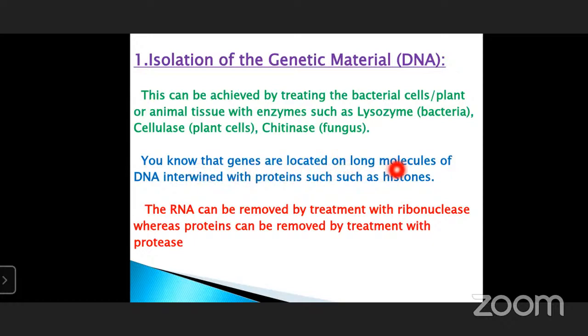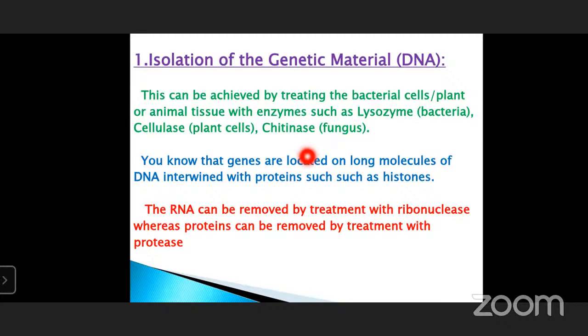Genes are located on the long molecules of DNA intertwined with proteins such as histones. Histone proteins are present in both plant cells as well as animal cells. In the case of bacterial cells, histone proteins are absent. In both plant and animal cells, DNA is intertwined with histone proteins, and along with these proteins, RNA is also present along with DNA. RNA can be removed by treatment with ribonuclease, whereas proteins can be removed by treatment with protease.